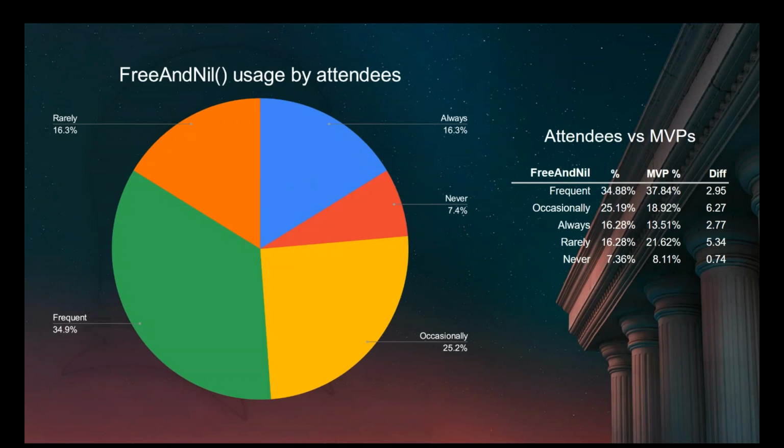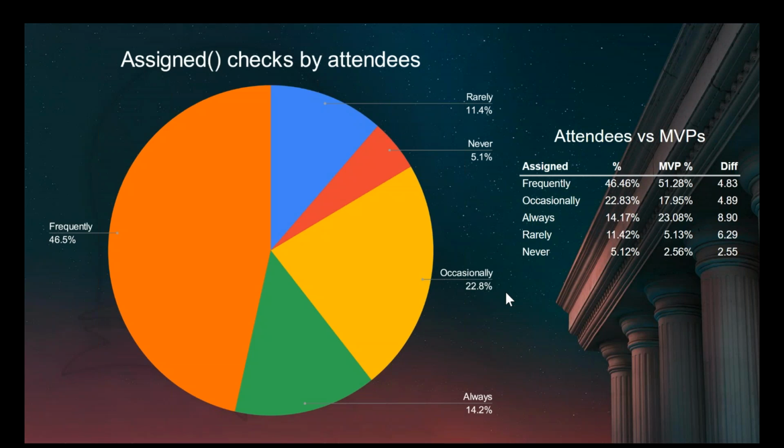We did a survey of attendees as well, of everybody that registered. There are two different registration processes apparently, so some people didn't get a chance to fill out the survey. But we see here that 34% of attendees are frequent users, so over half are frequently or occasionally using it. There are a few attendees that never or rarely use it as well. Comparing the attendees and the MVPs, for the most part they're pretty close. Same thing with free and nil: we see frequently and always being used, but also some nevers and rarelys.